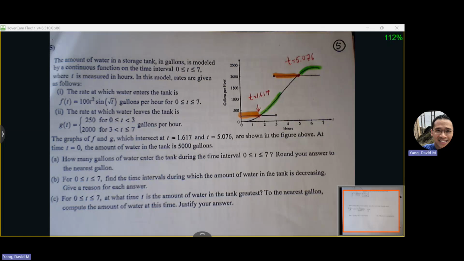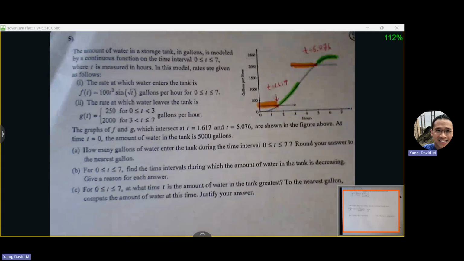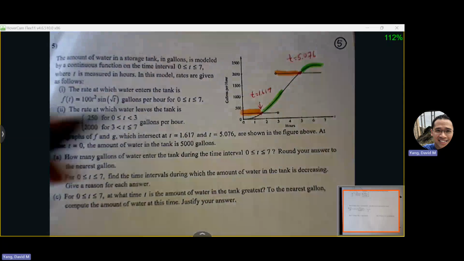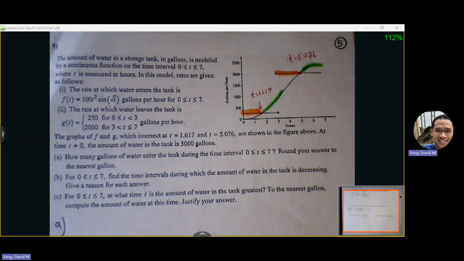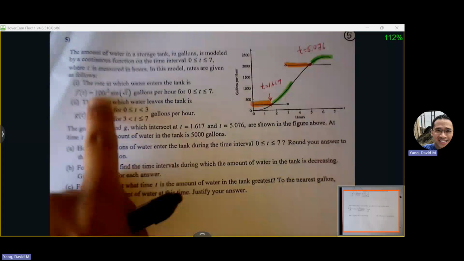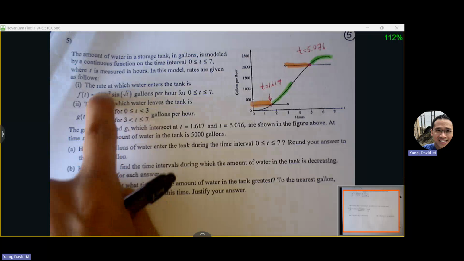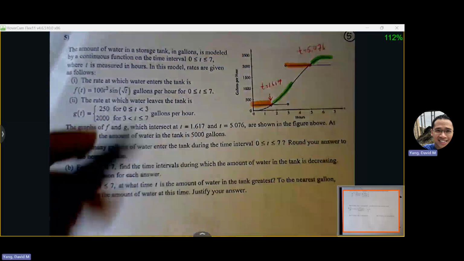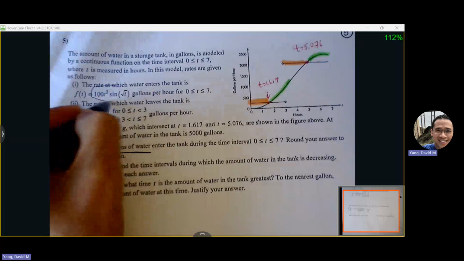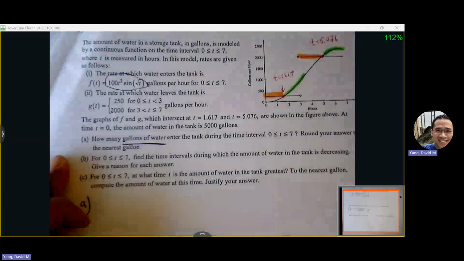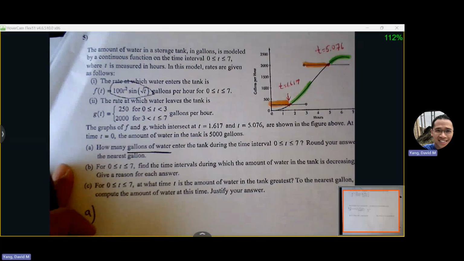Okay, so part A here. How much water enters the tank during the time interval from 0 to 7? So part A starts off easier. Don't really have to worry about too much of this. Just worry about how much water has entered into the tank. So we know we're only going to have to deal with F of T, but I want to find the amount of water that's entered in, but they gave me the rate. So how do I get from rate up to the gallons?